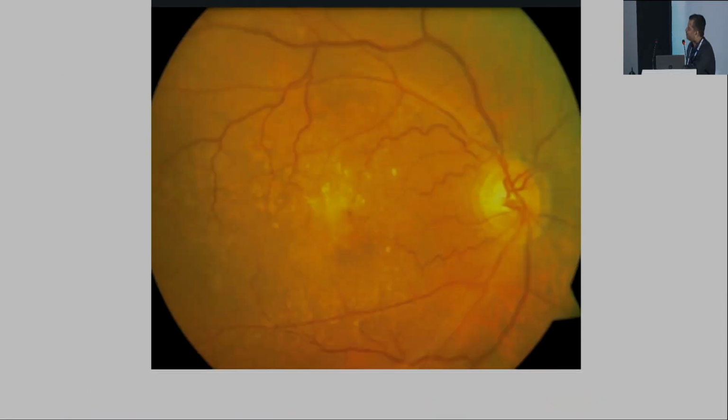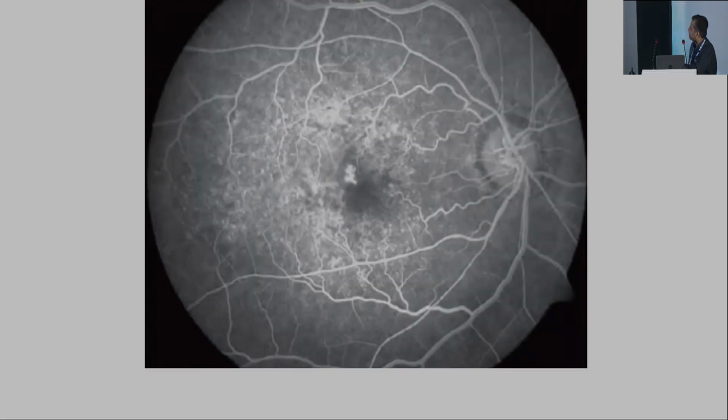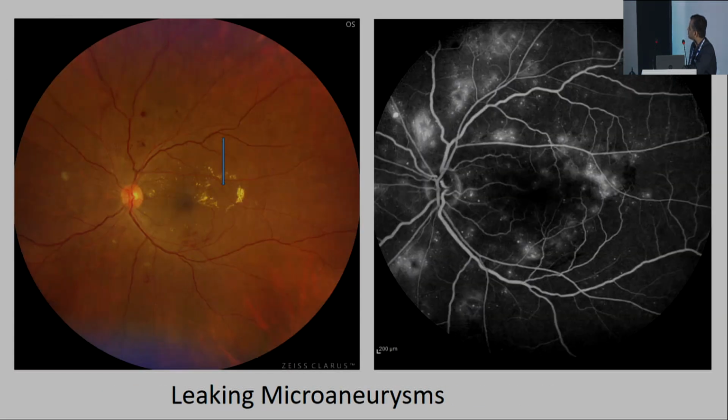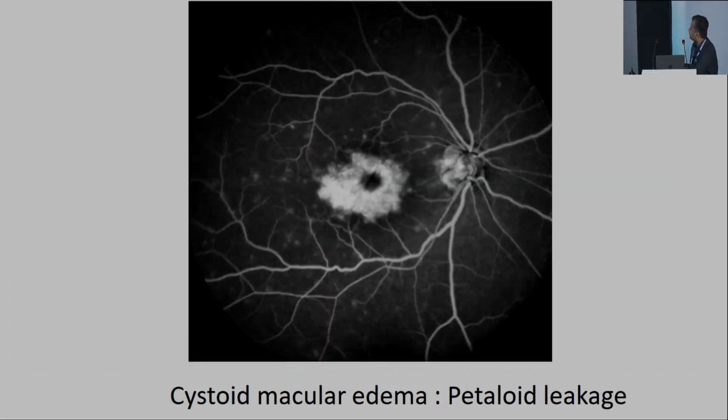There are other examples of leakage. This is the case of choroidal neovascular membrane. You can see slowly how this leakage is increased. So this is the leakage from a choroidal neovascular membrane. Some other types of leakages also we have to identify. This is the leakage from a microaneurysm, which is very common in diabetic macular edema. These are a typical type of leakages which happens in cystoid macular edema, which is known as a petaloid leakage.